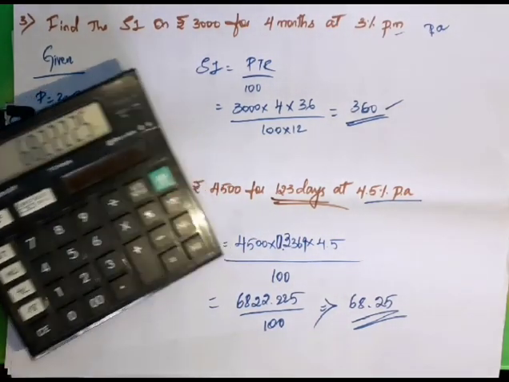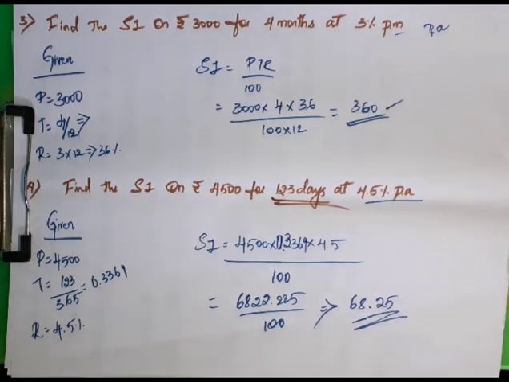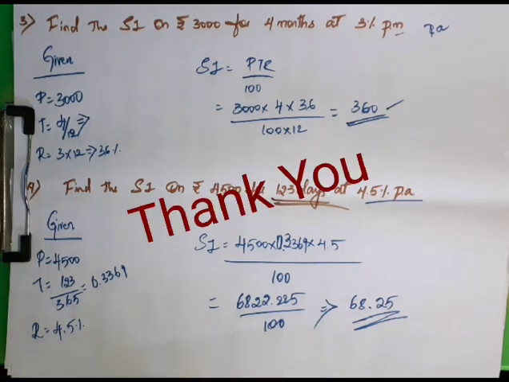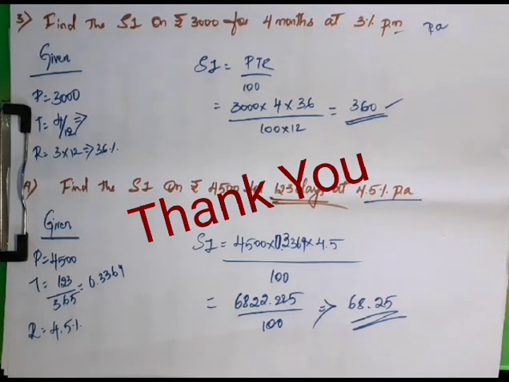Okay, so this is how you have to calculate the simple interest when the time period is given in 3 different ways. I have shown yearly, monthly and days. Okay, hope you are able to solve the sums based on the examples. Thank you.